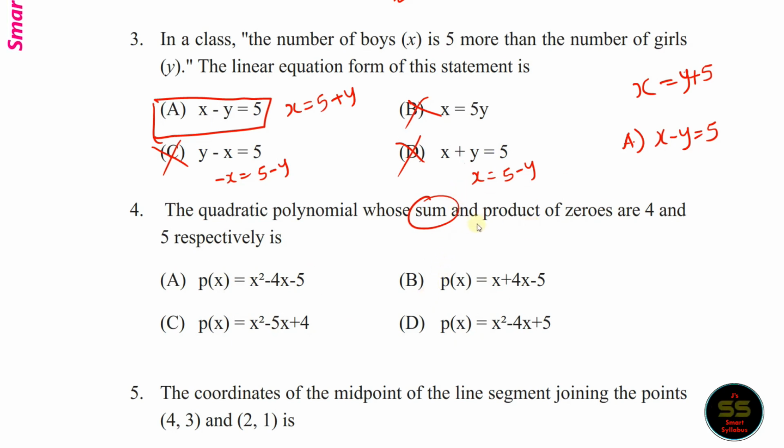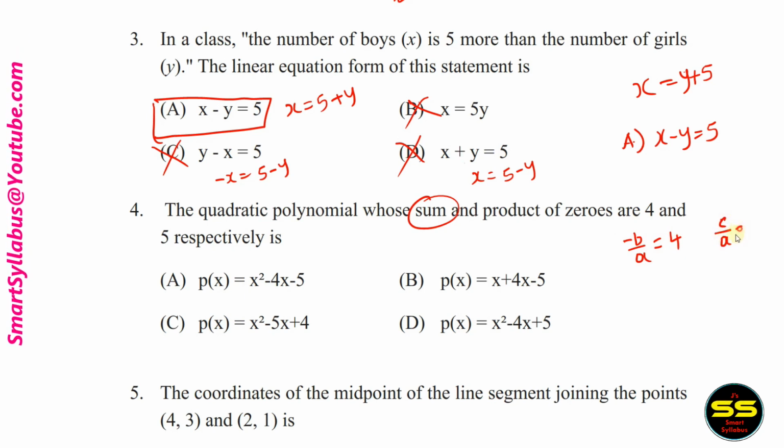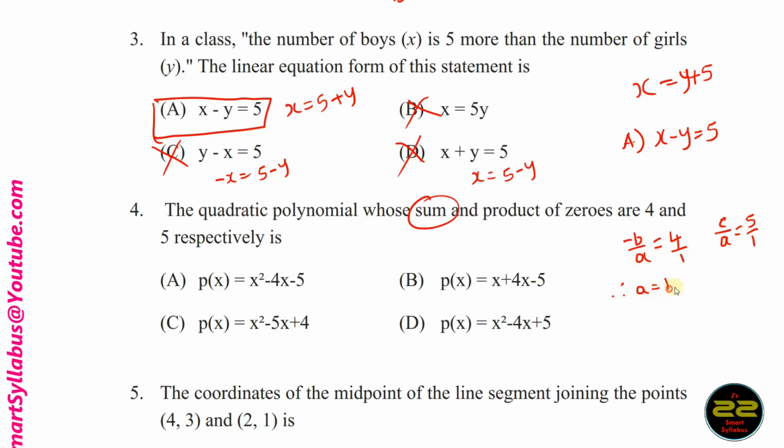Okay, now we'll analyze this question a little bit. Quadratic polynomial whose sum of zeros is 4. Sum of zeros is definitely minus b by a. If you remember this formula, sum of the zeros, alpha plus beta, is equal to minus b by a. We don't want alpha plus beta, we'll just take minus b by a. So sum of zeros is 4. Now the product of the zeros, alpha into beta, is nothing but c by a. So c by a is 5. Now 4 can be written as 4 by 1, 5 can be written as 5 by 1. Now a stands for 1, so a is 1.